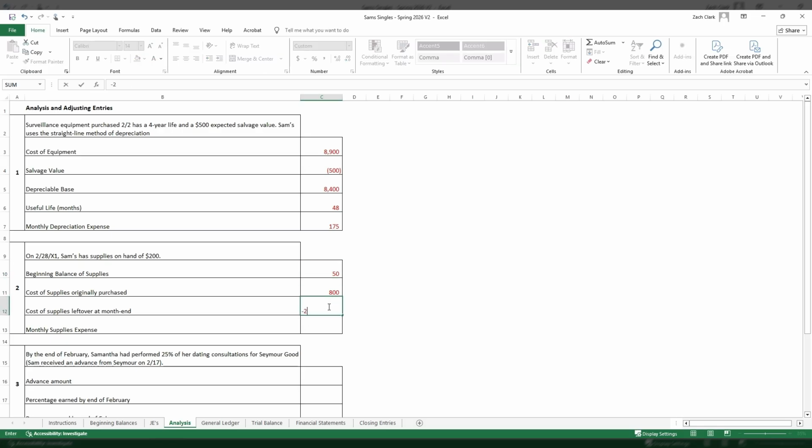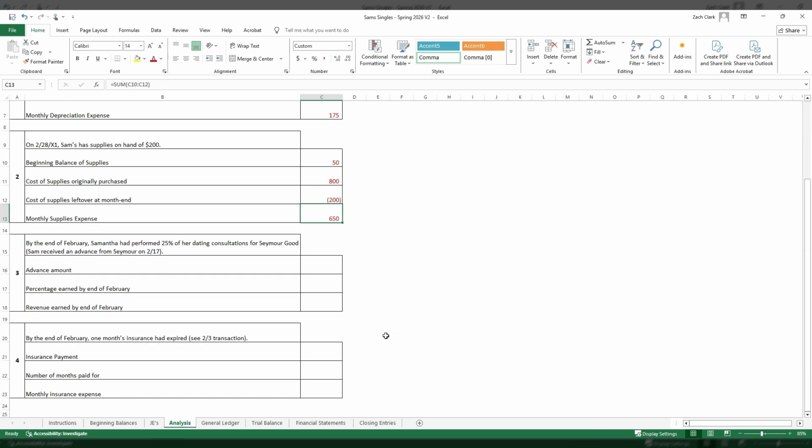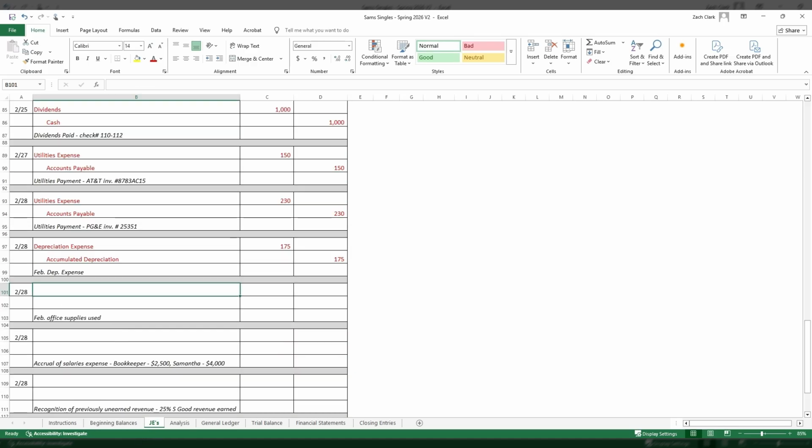And then we're going to subtract out the beginning balance left over, because what we want to see is how much did we use up, right? So essentially what we're saying is we're going to take beginning plus the amount purchased minus what's left over. So the difference between 850 that we had to use in total minus the 200 left over means that $650 of the supplies were used up, and that's the balance that we're going to record as an expense during February. So we will do supplies expense for our debit.